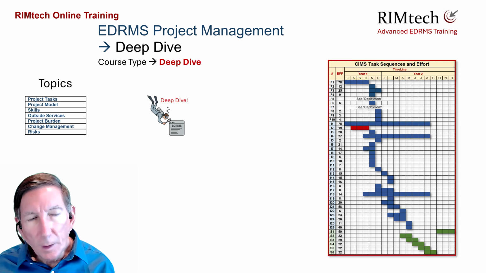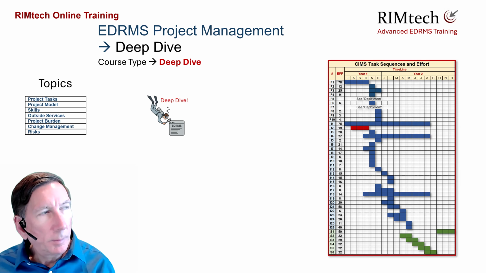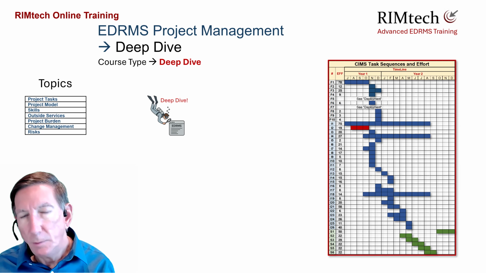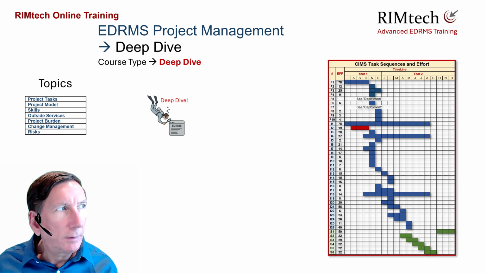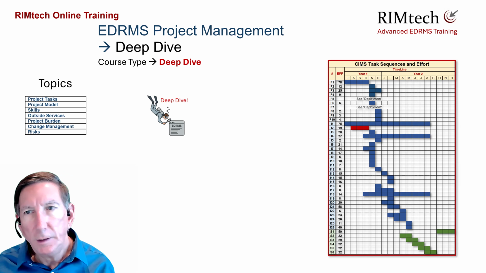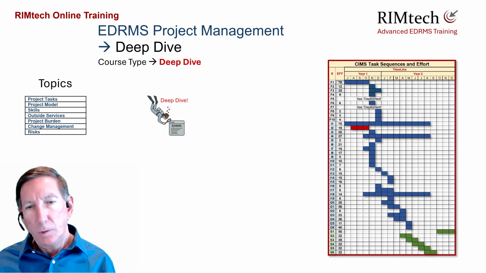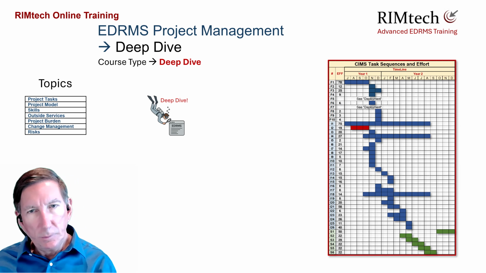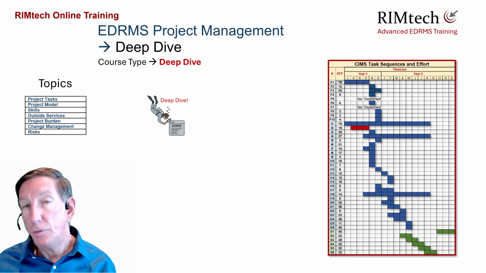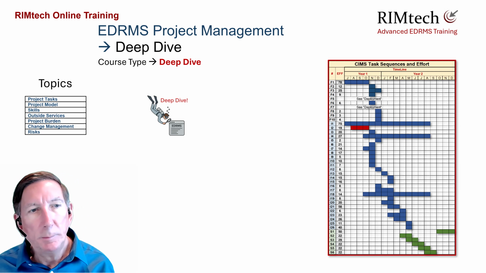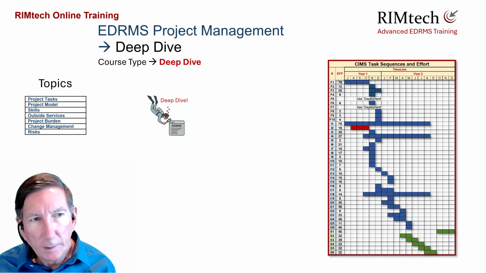So in the model, we show what resources you need, where the resources are deployed in what tasks. And as I said earlier, there are roughly between 30 and 40 tasks for any EDRMS project. So what resources are allocated to what tasks, what the effort level and the duration of each of those tasks is likely to be, and that kind of thing. So we'll cover all of that in the project model.